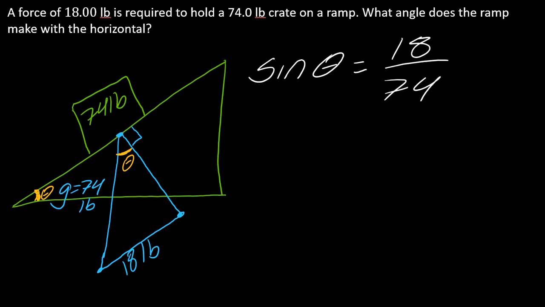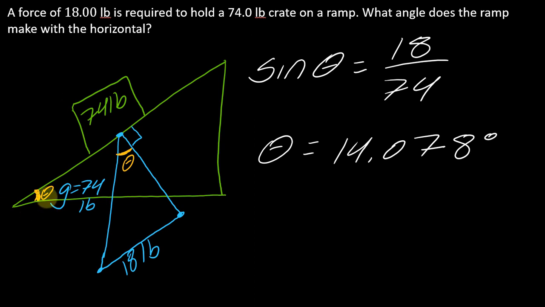So what I have here is sine of theta. It's opposite over hypotenuse, 18 over 74. So then I just take the inverse of that and I get theta will be equal to 14.078 degrees. And so that would be that angle.